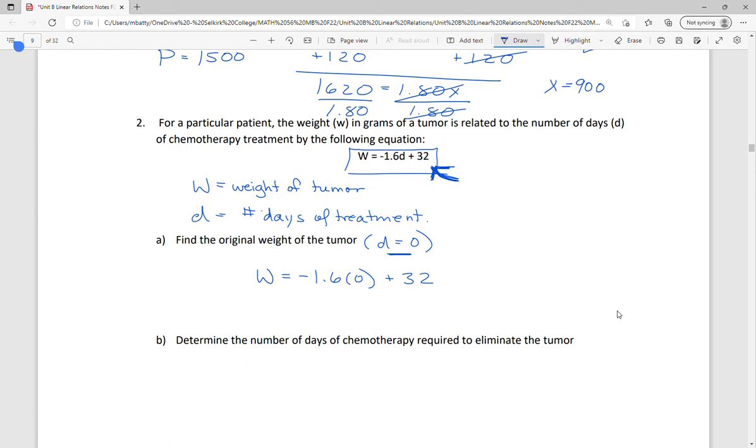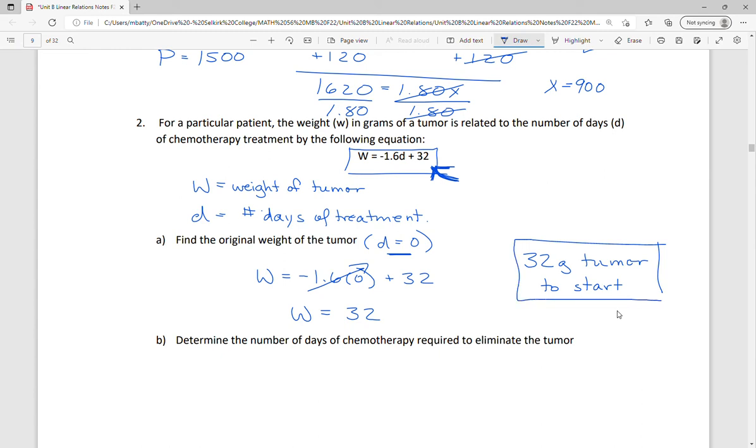So now we need to solve this for the weight. Well, subbing in a 0 is really quick. The weight is 32. That means that it's a 32-gram tumor to start, or before any days of treatment. All right, so this is a very obedient tumor. You're going to cure this cancer and figure out how many days of treatment until the tumor is totally gone. And so what we're saying with this is, how many days would it be for the weight to be 0, right? That would mean that the tumor is gone.